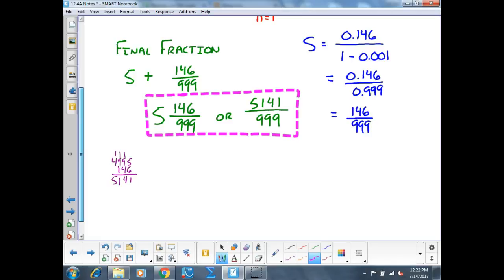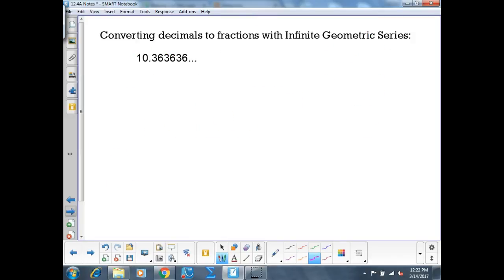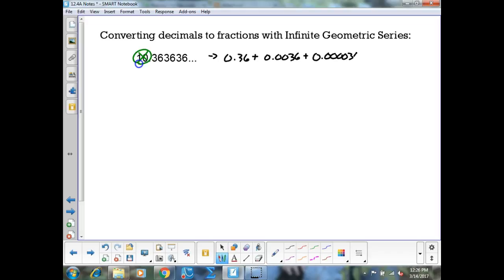Go for it. Okay. So, ignoring the 10 for right now. Okay. So then this becomes 0.36 plus 0.0036 plus 0.00036 plus, and so on.